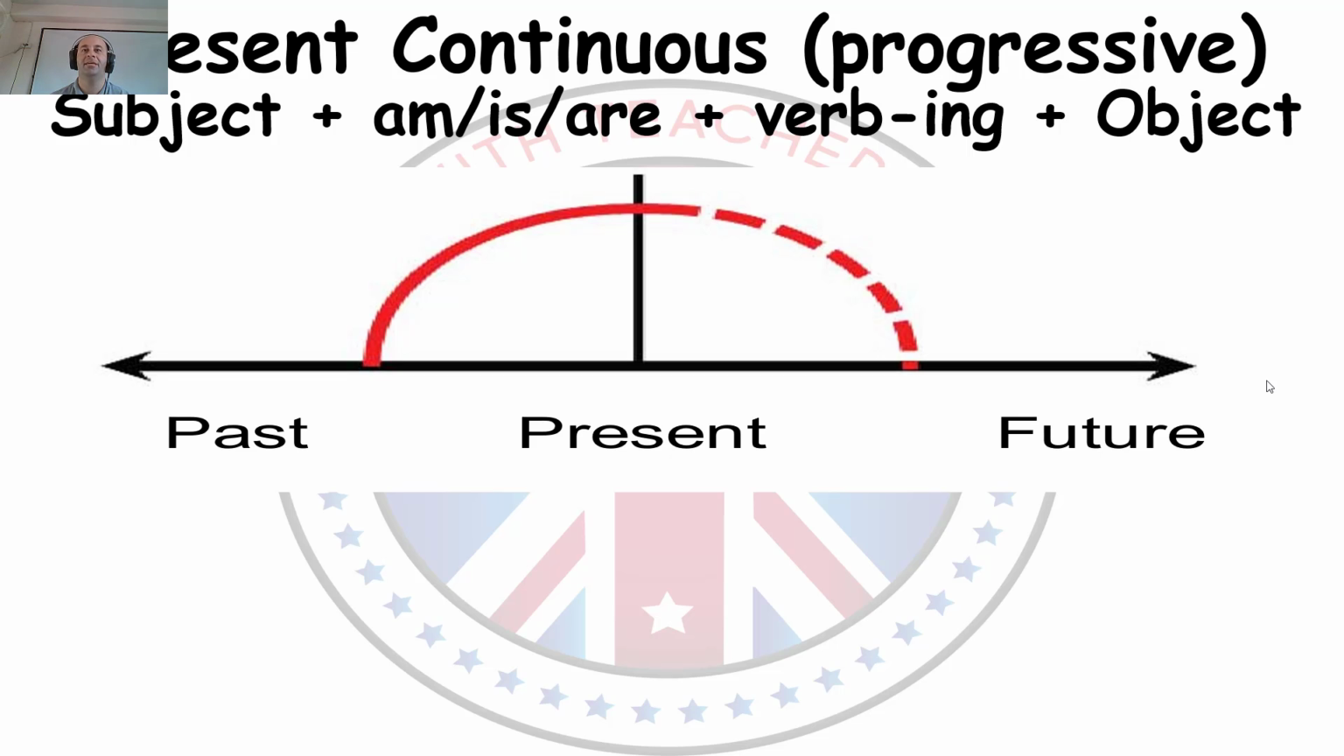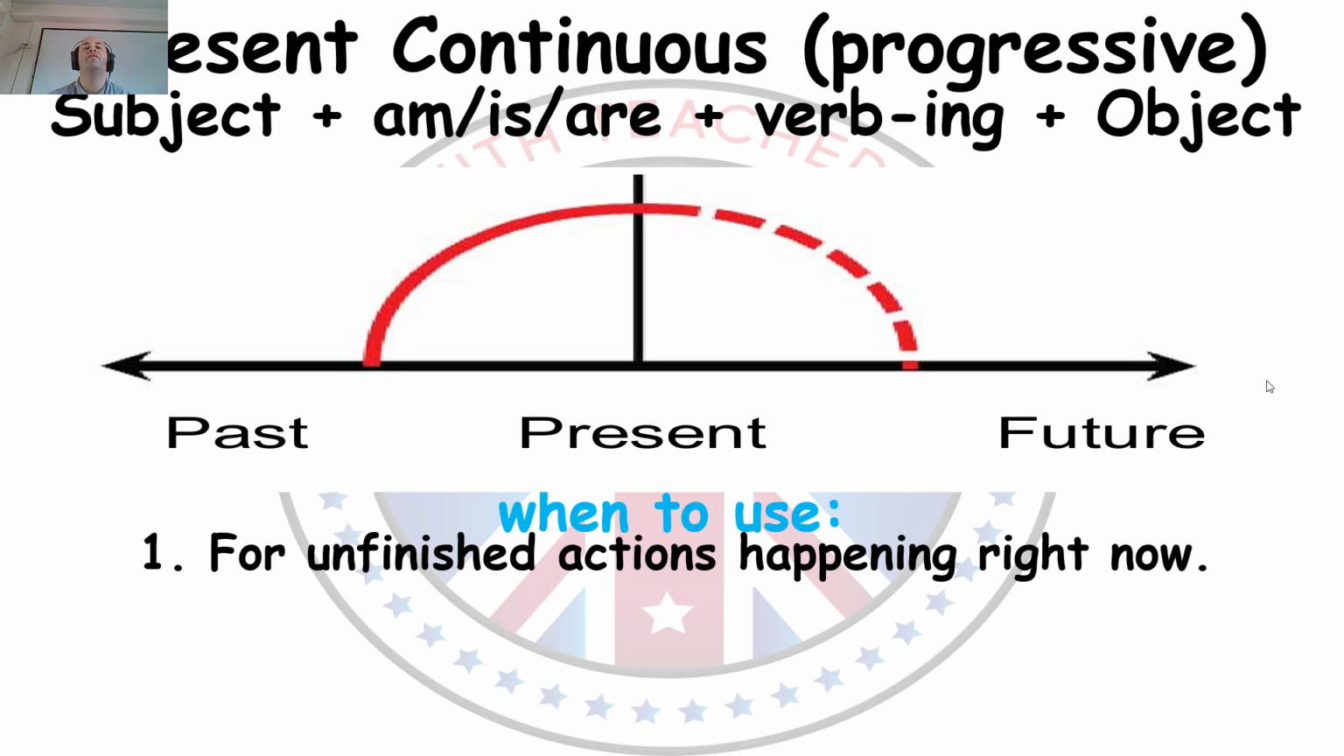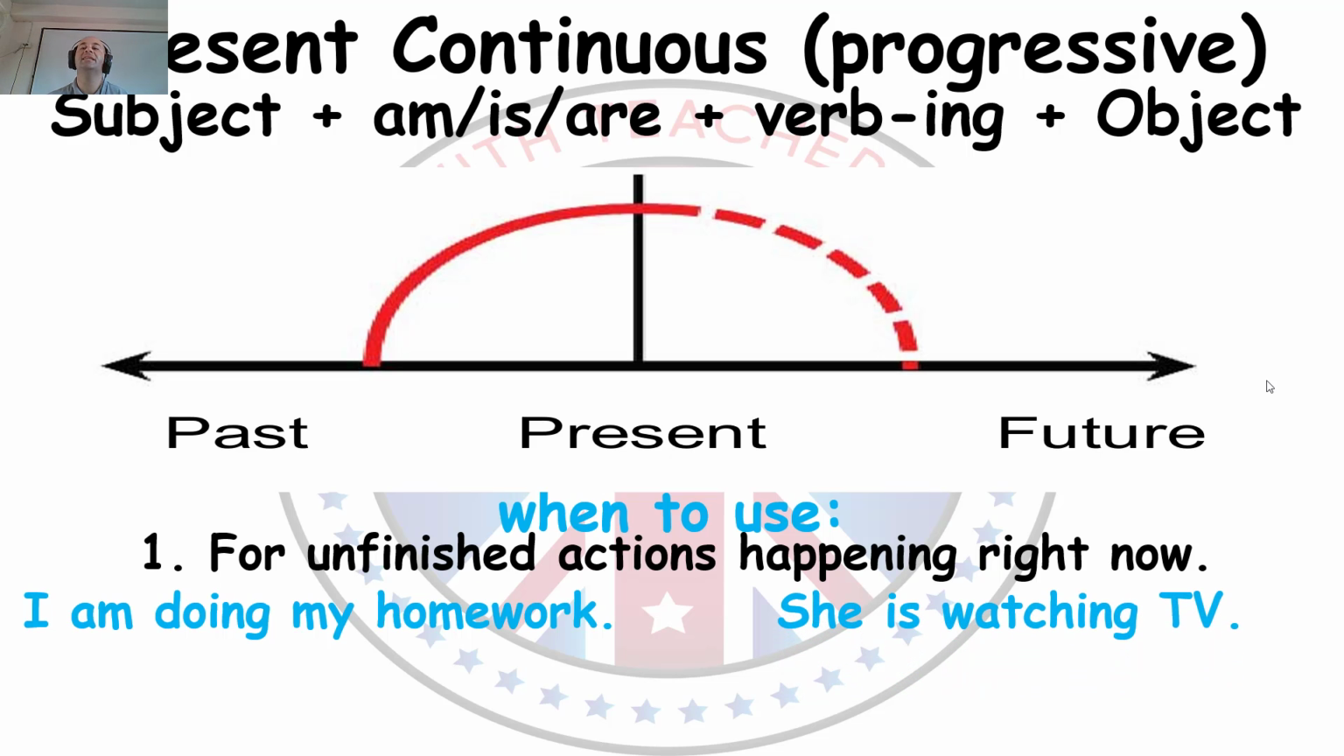And again, we use subject, am, is, are, verb, ing for present continuous, okay? With an object, okay? And it is similar to I am going to, but we are in the present continuous now. So we're talking about what we are doing right now, okay? So when would you use it? For unfinished actions happening right now. What are you doing? I am watching TV right now. I am doing my homework. I haven't finished yet. I am still doing it, okay? Or she is watching TV, okay? It's not finished. It's happening right now and it will go on until the future, okay?